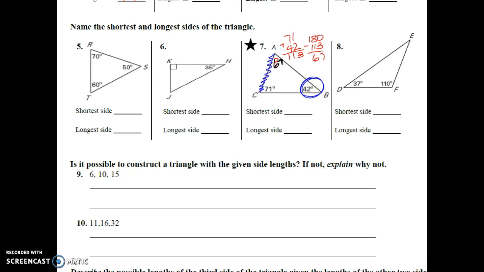To name that side, you have to use the 2 letters, the A and the C. AC with the bar above it. Then to name the longest side, we find the largest angle, 71, and then we find the side that does not touch that, opposite of that, and that is AB. Remembering that those letters can go in either order. It does not matter, those would both be fine.